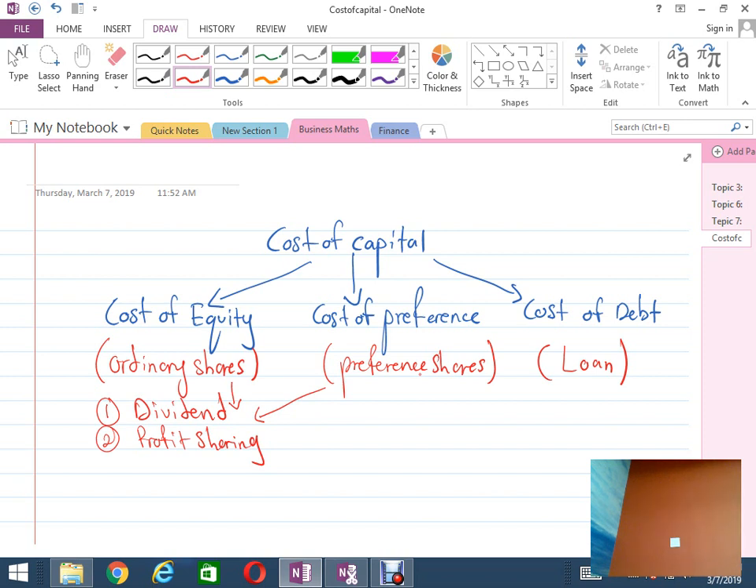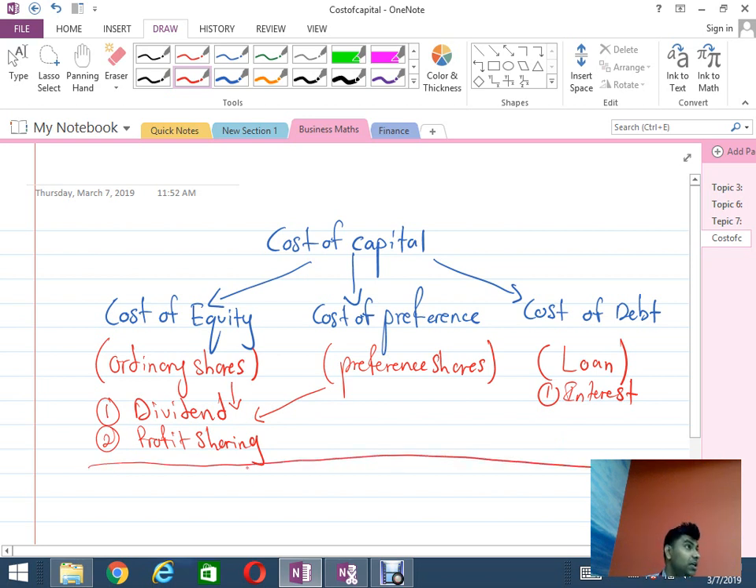But when it comes to a loan, what is the cost involved here? Very straightforward. What is that? Interest that you need to pay, correct? Very straightforward. You take a loan, we need to pay interest, so that will be our cost. Okay, so these are the basic items.